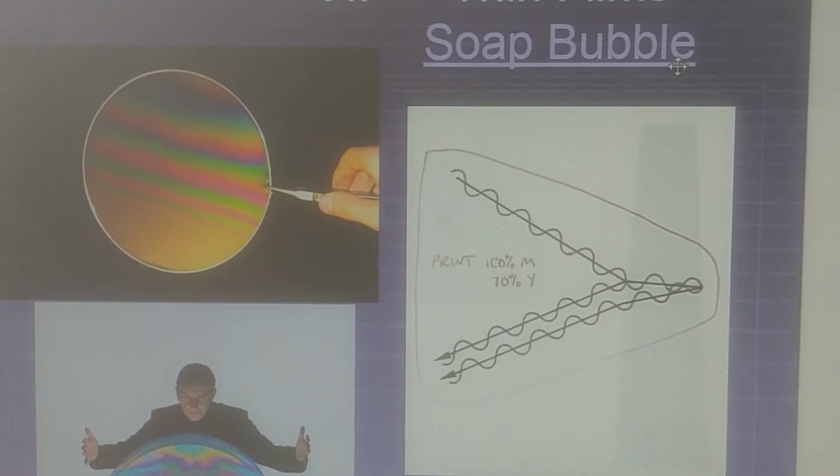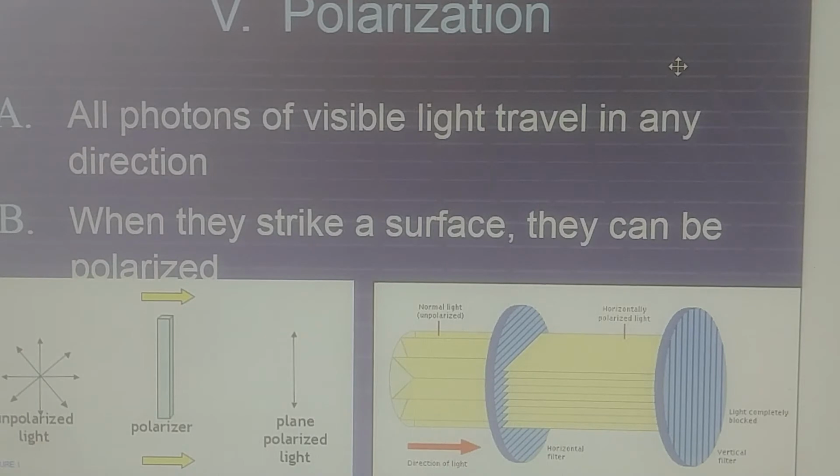Soap bubbles are pretty much the thinnest thing that the human eye can see, and it's kind of hard to explain without you there. And polarization, how it actually stops photons that are not traveling in the same plane.